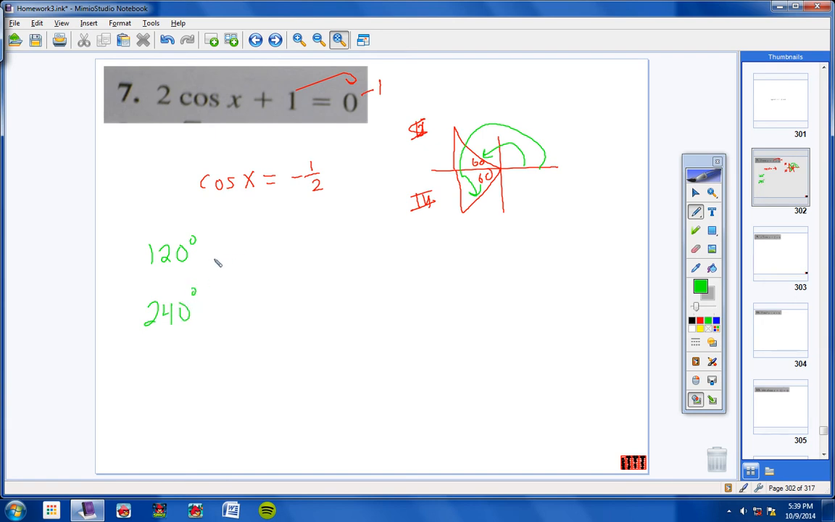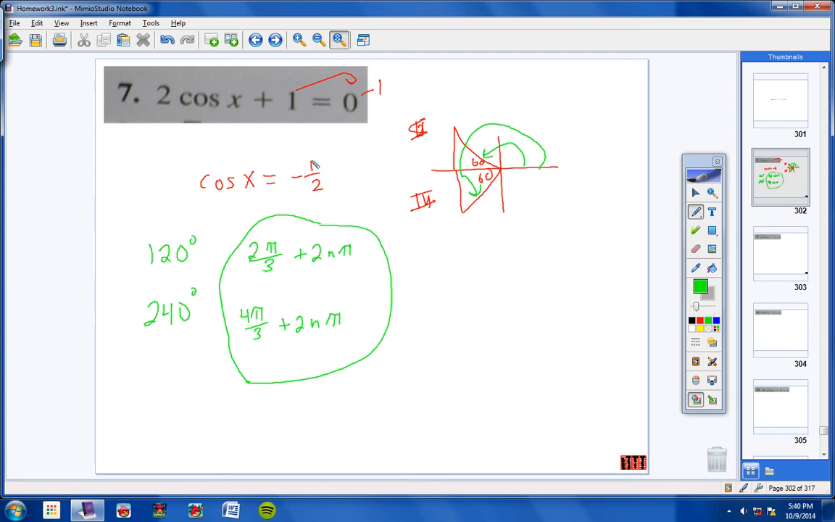And so we convert those over to radians, and what we should get, give your old teacher just a second here, you should get 2 pi over 3 plus 2n pi, and you should also get 4 pi over 3 plus 2n pi. Now students, remember, I do want these answers in radians.